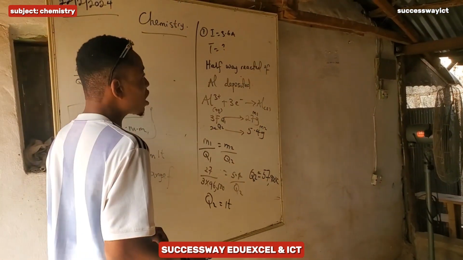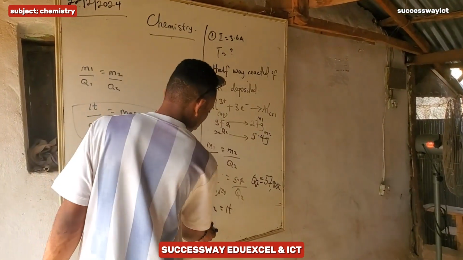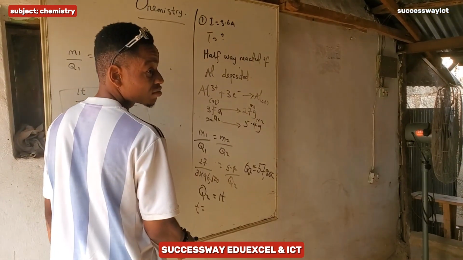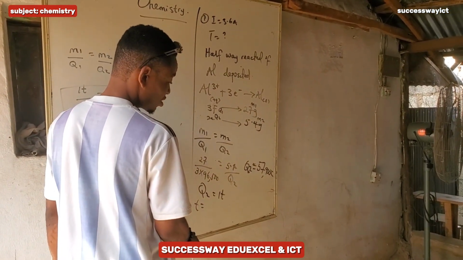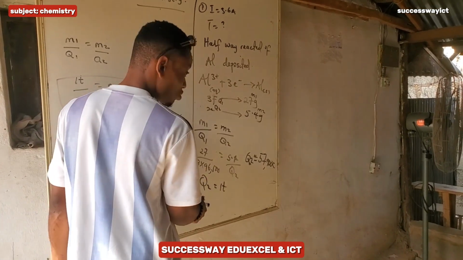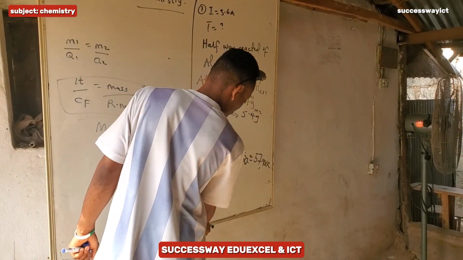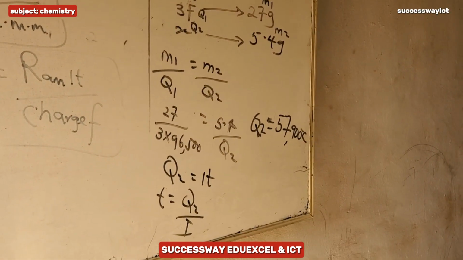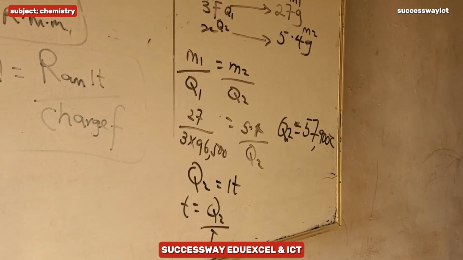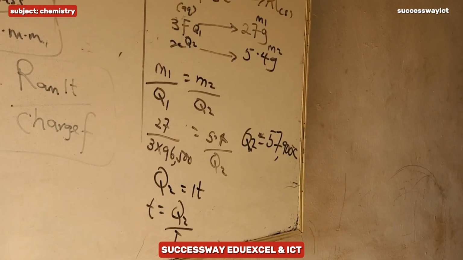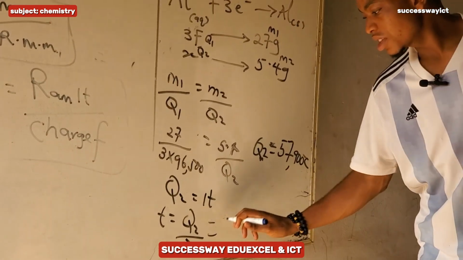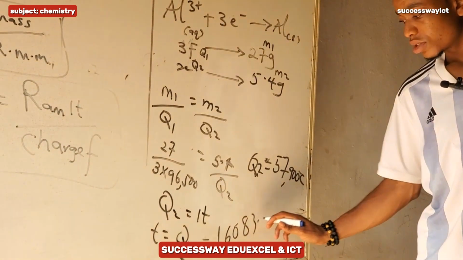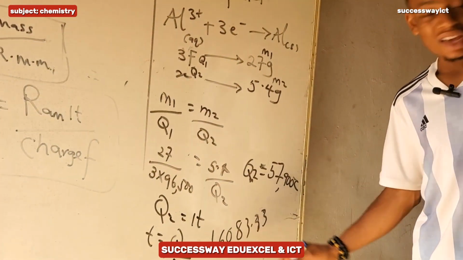Class, remember I told you that Q2 is equal to IT, right? So make T the subject. What will it be? T will be equal to what? What is Q? Q2, not Q. Q2 over I. So solve. What do you get? 16,000. 083.33. Are you sure you gave me the correct answer?